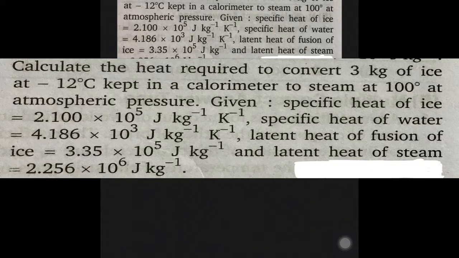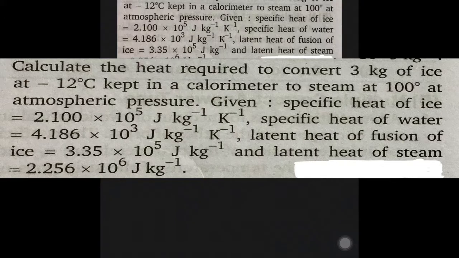So let's proceed. Now the question says, calculate the heat required to convert 3 kg of ice at minus 12 degrees C kept in a calorimeter to steam at 100 degrees C at atmospheric pressure. Specific heat of ice is given, specific heat of water is given, latent heat of fusion of ice is given, and latent heat of steam is given.